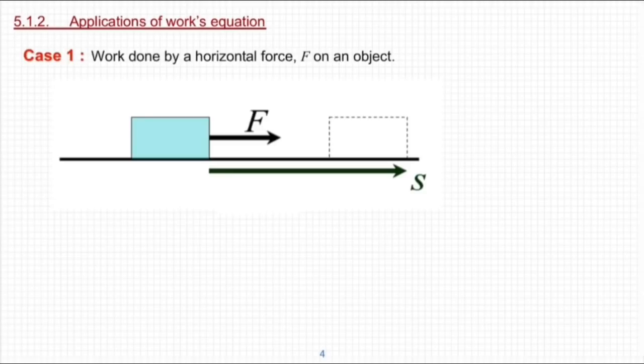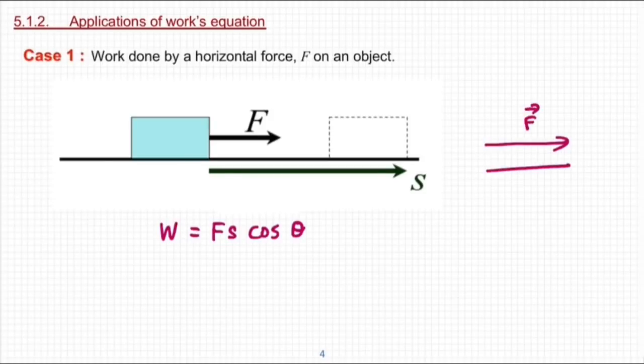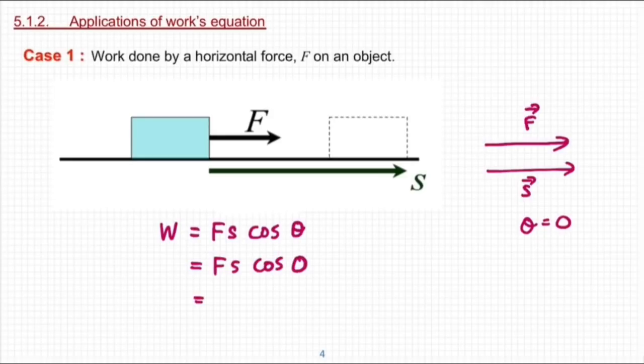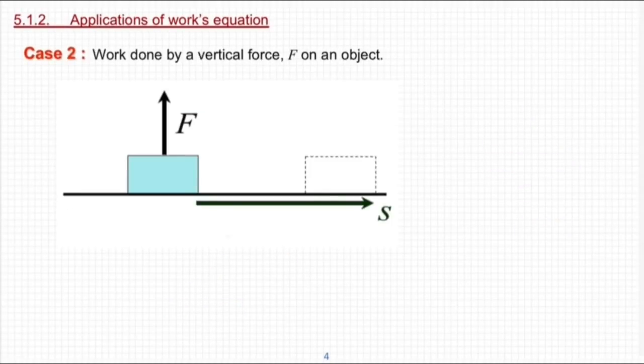Okay, now we are going to look at applications of work's equation. We have our first case here, in which work is done by a horizontal force F, which will cause the object to be displaced by S. To find the work done, we use W is equal to Fs cos theta, and then we have to find theta, which is the angle between F and S. Our force is in this direction, and the displacement is parallel to the force. So the angle between them is 0, and you can substitute theta is equal to 0 here, which will give you Fs.